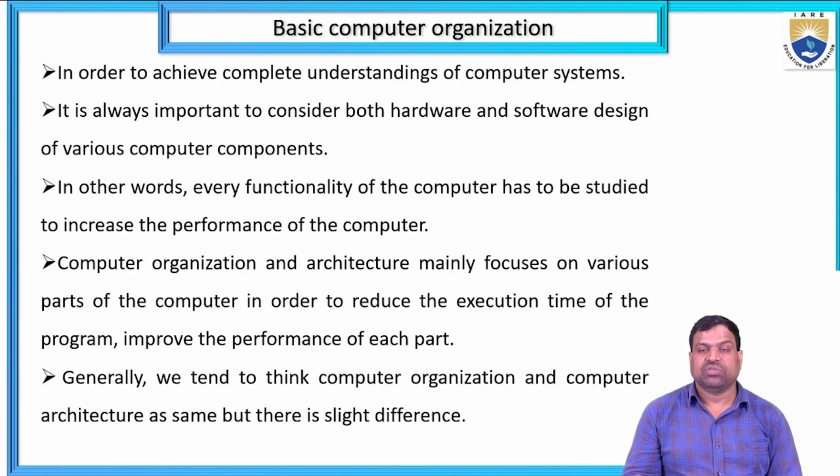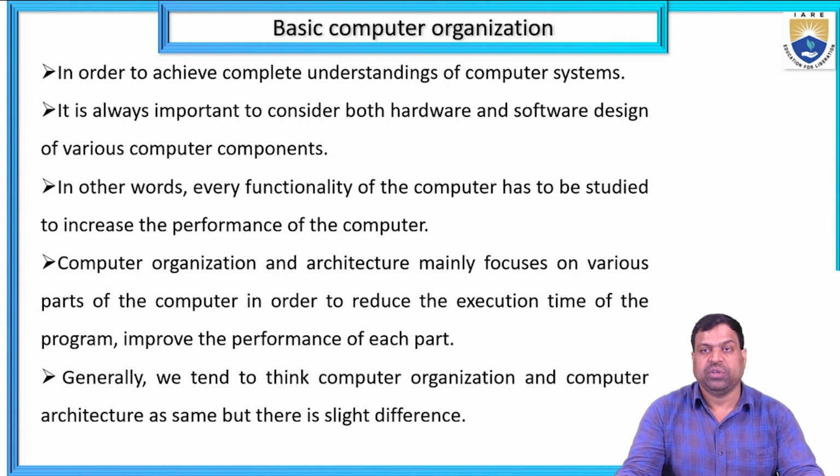So in order to achieve a complete understanding of the computer system, it is always important to consider both hardware and software design of various computer components. In other words, every functionality of the computer has to be studied to increase the performance of the computer. So computer organization and architecture mainly focuses on various parts of the computer in order to reduce the execution time of the program and to improve the performance of each part. Generally, we can think of computer organization and computer architecture as the same, but there is a slight difference.